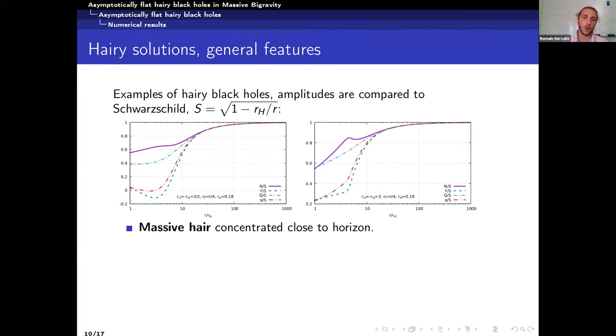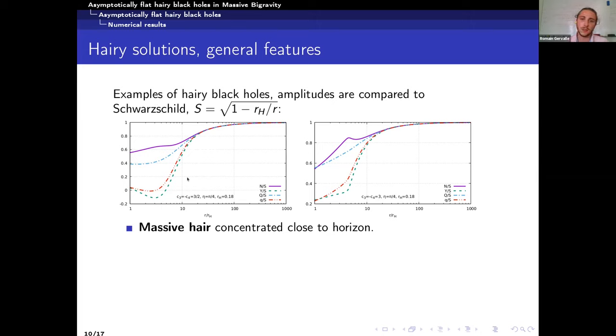So here is our first result. First of all, we have recovered the solutions of Brito et al. Here are two examples of them. We plot against R the metric amplitudes divided by the Schwarzschild amplitude. So S is the Schwarzschild amplitude, the square root of 1 minus R_H over R. And when this ratio is different from 1, the solution is different from Schwarzschild, basically. So here, close to the horizon, we see that the ratio is less than 1.